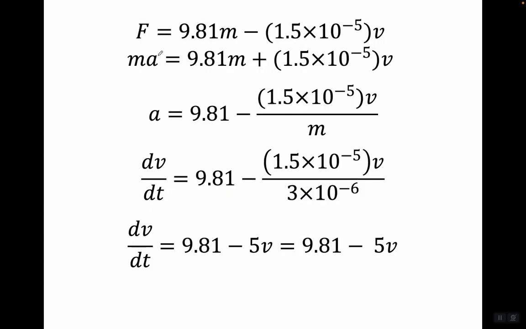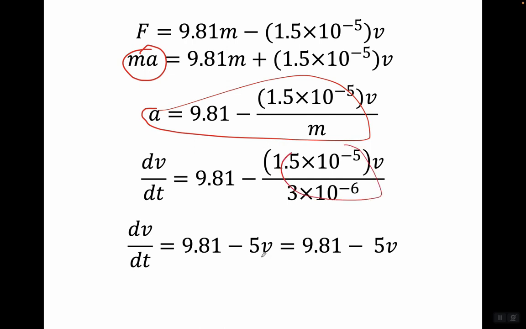Okay, so this is F. We're going to replace F with ma. That's why we're working with forces. And now let's divide both sides by m. We get a equals 9.81 minus 1.5 times 10 to the negative fifth v over m. Let's represent a as dv dt. Again, we have 9.81 minus 1.5 times 10 to the negative fifth v over 3 times 10 to the negative sixth. This simplifies dramatically. This is just going to be 5. Okay, so we have 9.81 minus 5v.